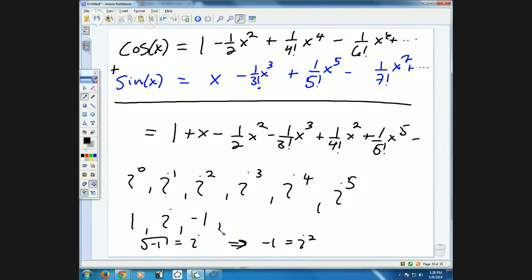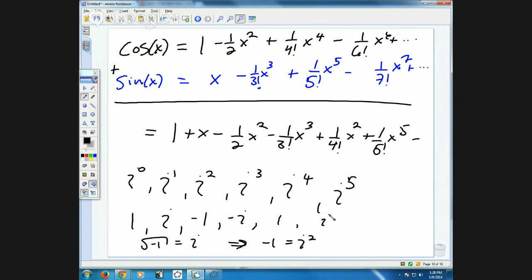What's i cubed then? Well, it's i squared times i, so it's -i. What's i to the 4th? That would be i squared times i squared, which is 1. What's i to the 5th? It is i, because it's i to the 4th times i. I have a pattern that repeats over and over again: 1, i, -1, -i.